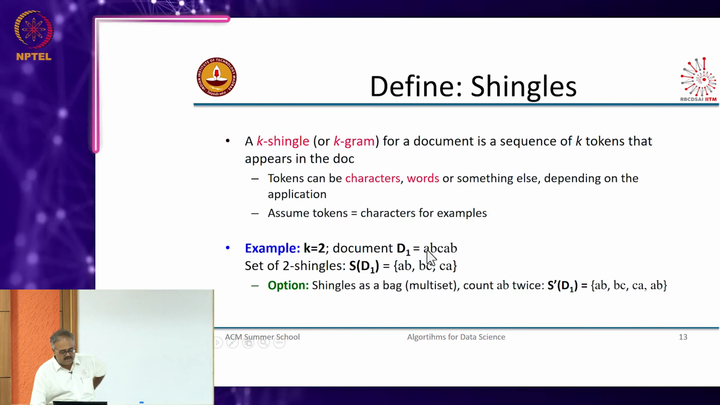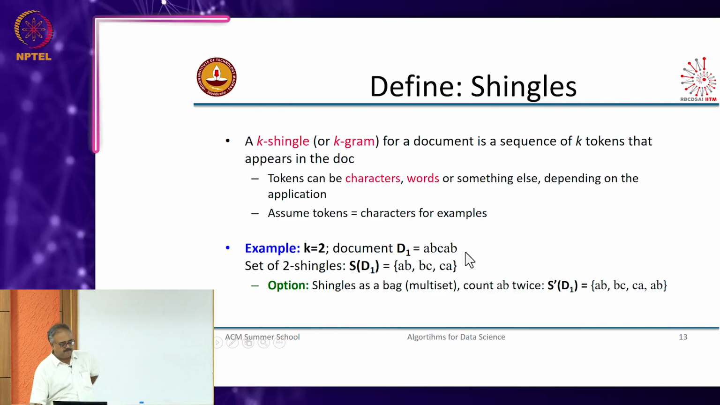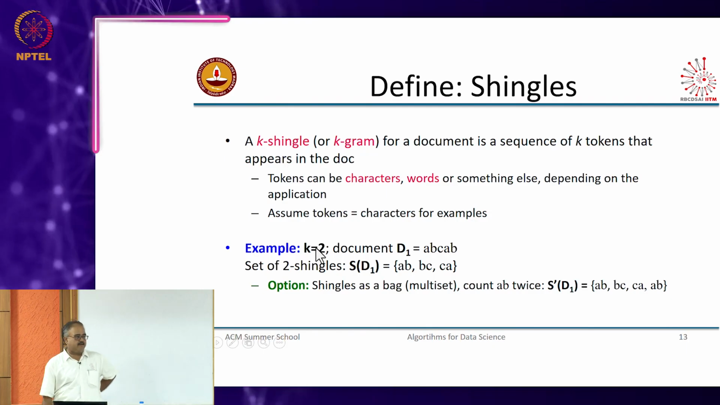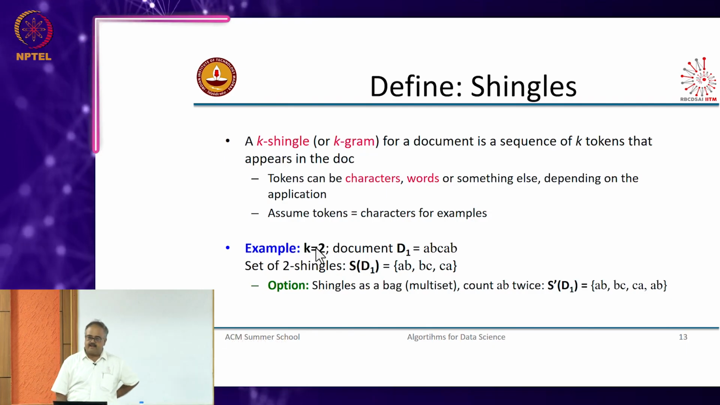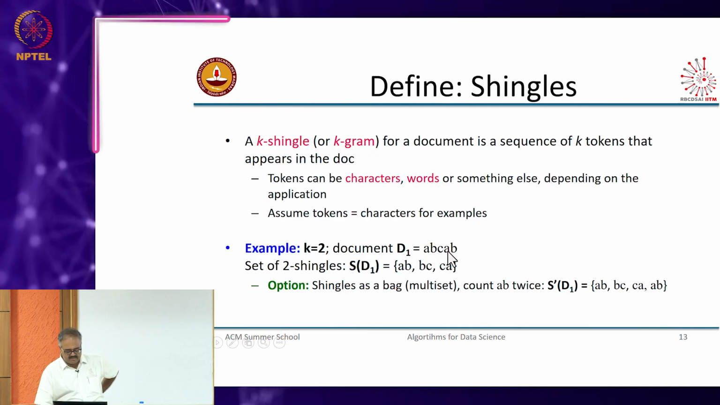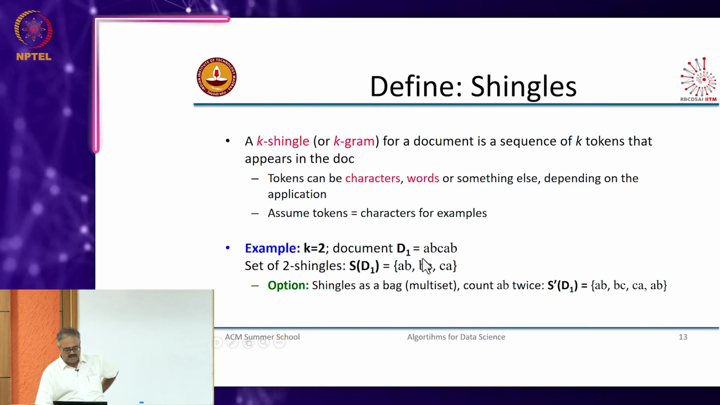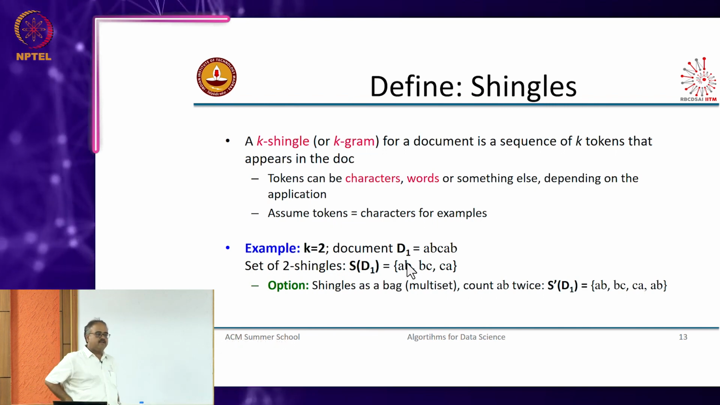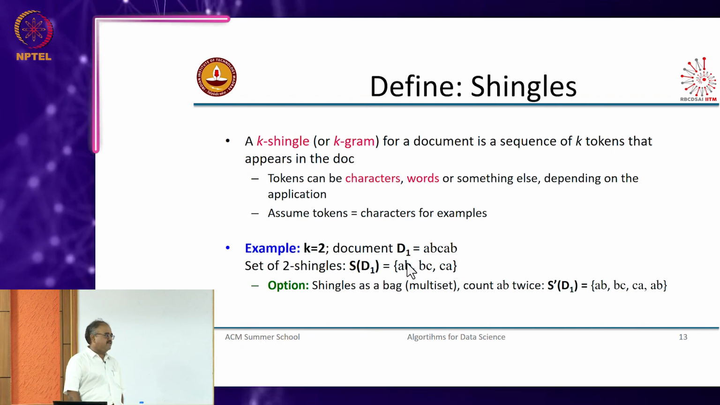The document is ABCAB, and I want to get the set of two shingles in this document. So I get AB, BC, CA, then I get AB again, but I already put that in. So I don't count the shingle twice. So that's the basic representation.